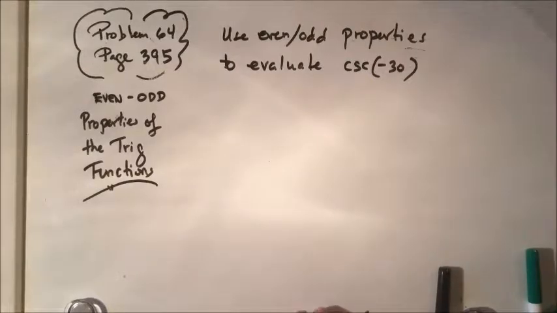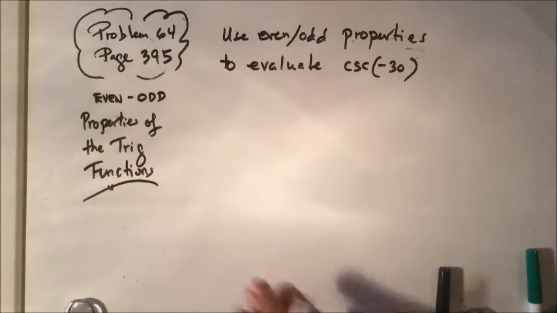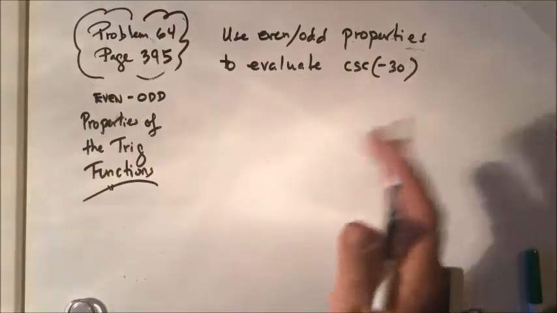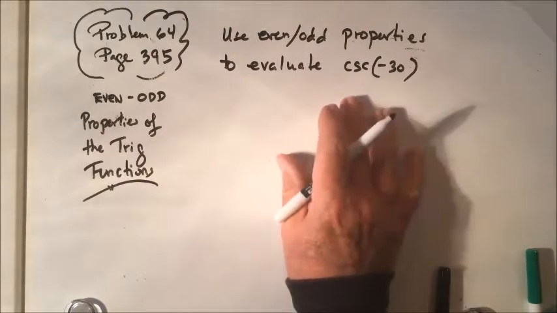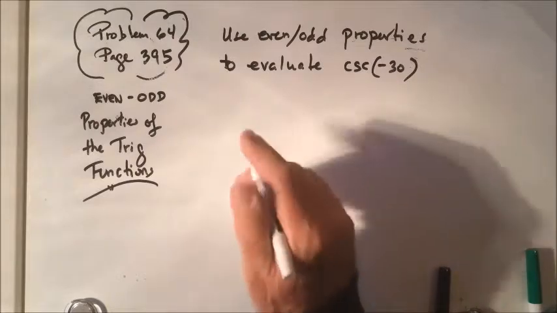So the second sister problem in homework 26 is this problem 64. You're assigned problem 63, and it says make use of the even-odd properties of the six basic trig functions to evaluate the cosecant of minus 30.